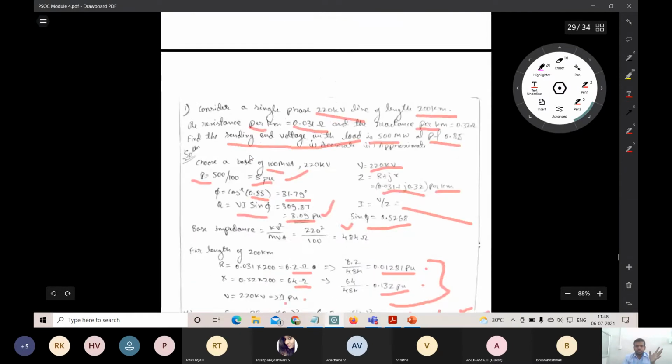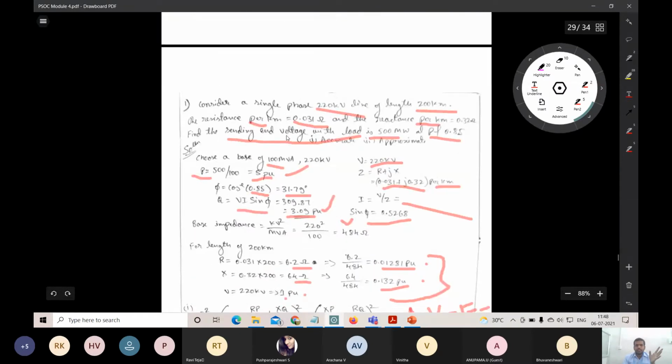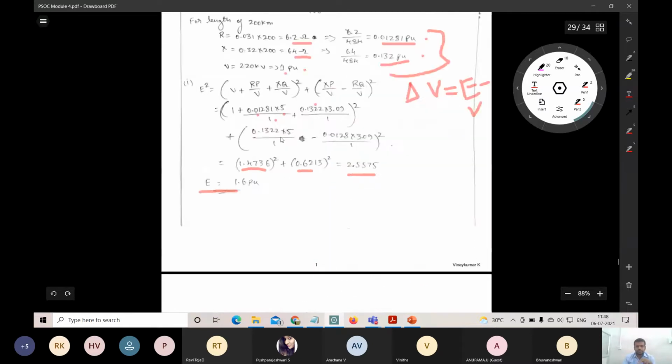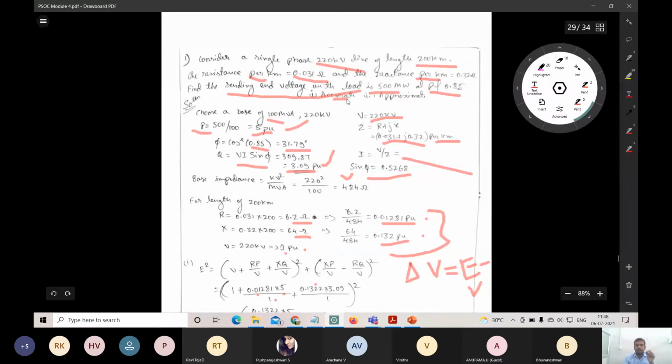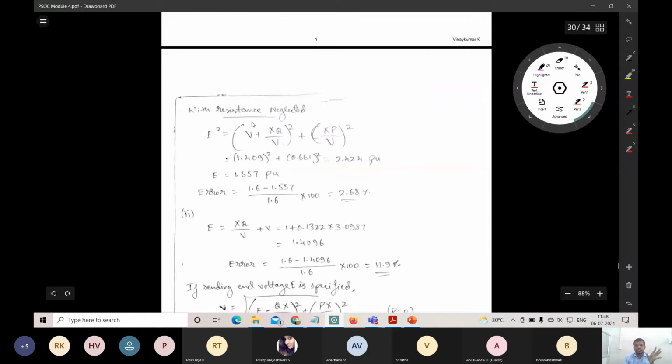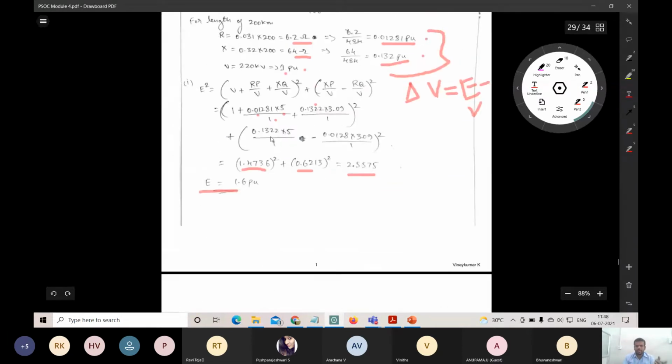He asked to calculate the sending end voltage. Sending end voltage is our E, receiving end voltage is our V. Terminal only. Okay, so this is for the accurate value, with the resistance considered. If you are interested to calculate the same by neglecting the resistance, then all that content will be neglected. V plus Xq by V whole square plus, this will be neglected, minus Rq by V whole square.